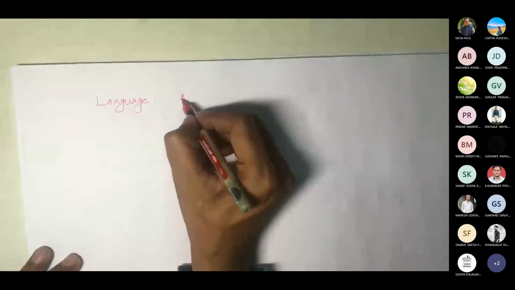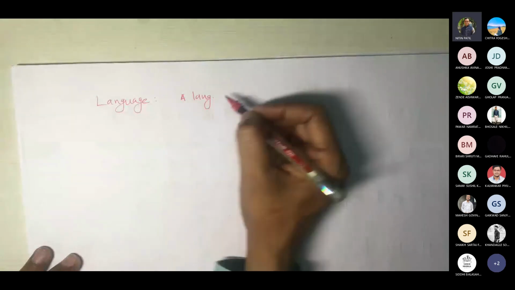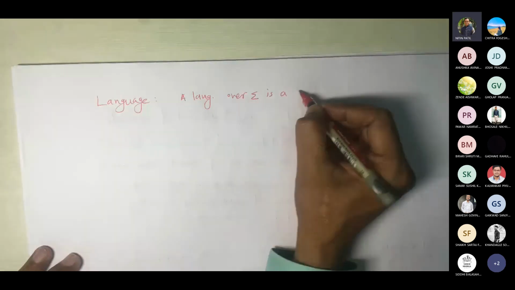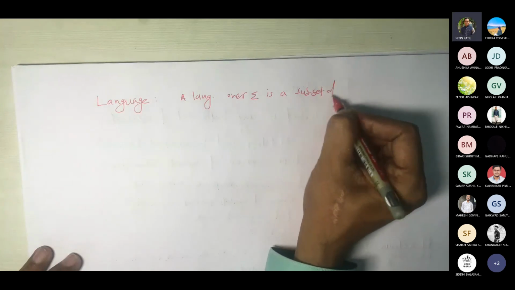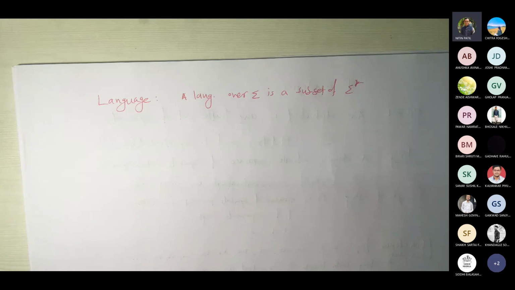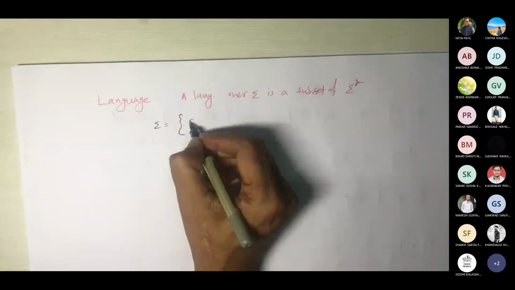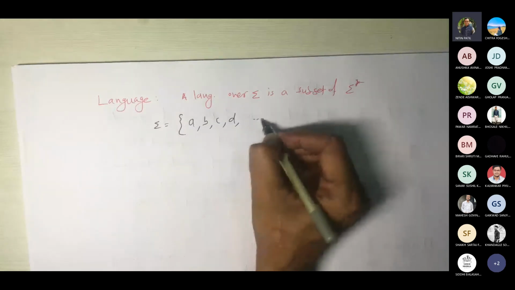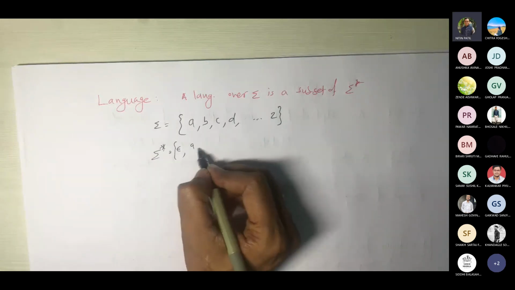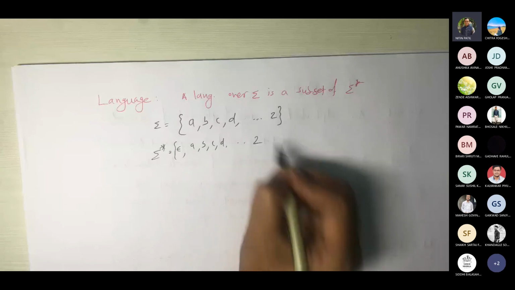A language over sigma is a subset of sigma star. You are not going to pick all strings. You are going to pick few of them, the way that I gave you an example. Correct? So if I am talking about sigma to be, say for example, A, B, C, D, and so on, your sigma star would be what? First of all, epsilon. Then A, B, C, D, up to Z.